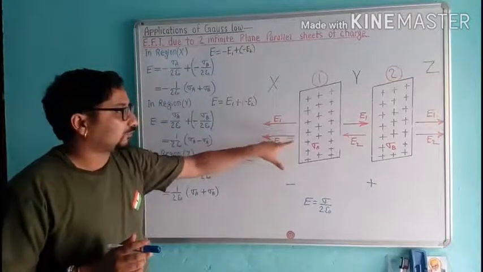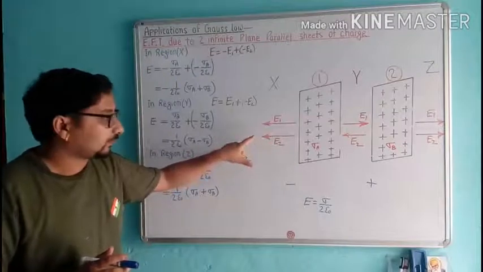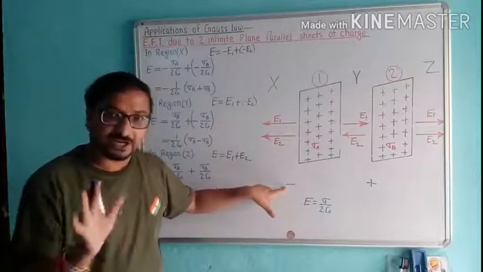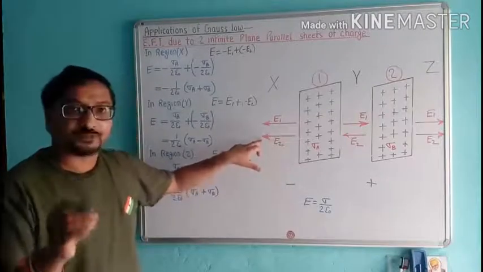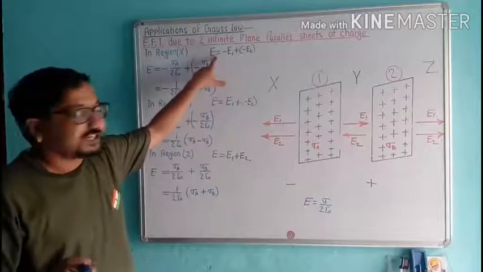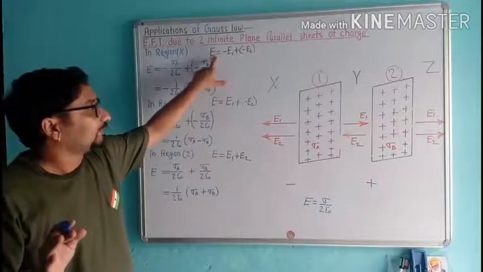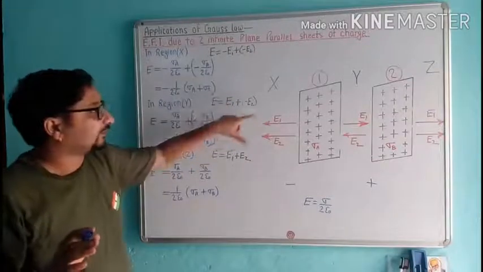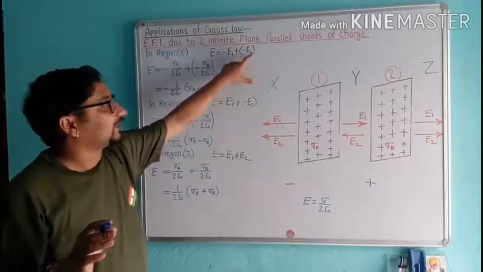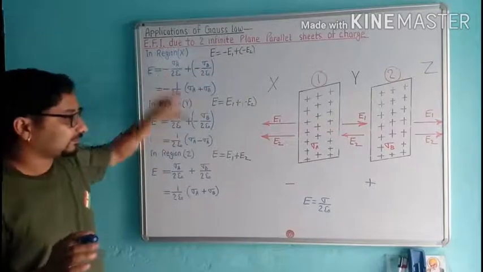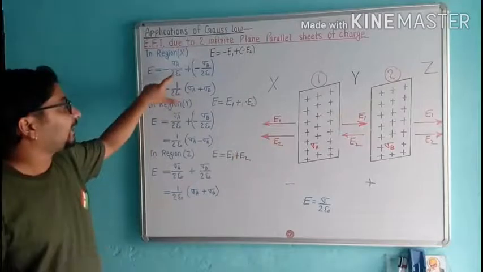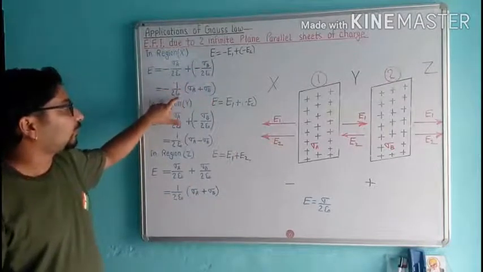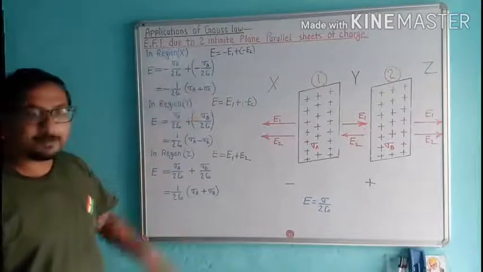So in region X, both E1 and E2 are in the same direction, and we take the left direction negative. Using the superposition principle, the resultant electric field intensity will be the vector sum of E1 and E2, that is minus E1 plus minus E2. Using the formula, minus sigma A upon 2 epsilon naught plus minus sigma B upon 2 epsilon naught, then take minus 1 upon 2 epsilon naught common in the bracket: sigma A plus sigma B.